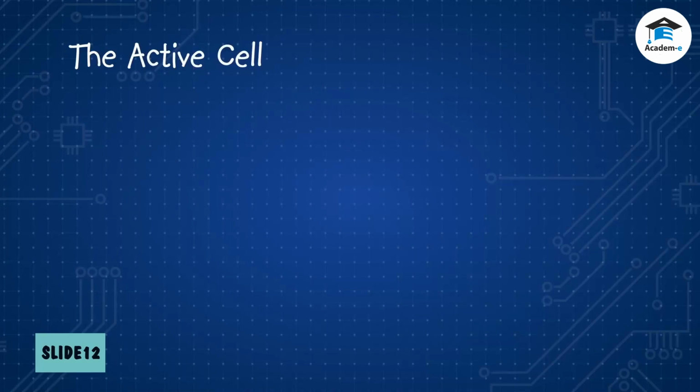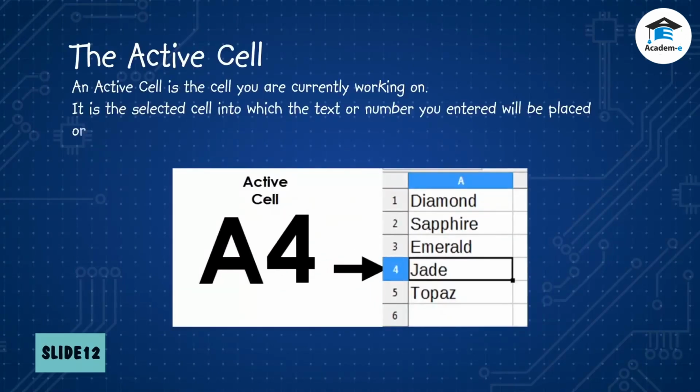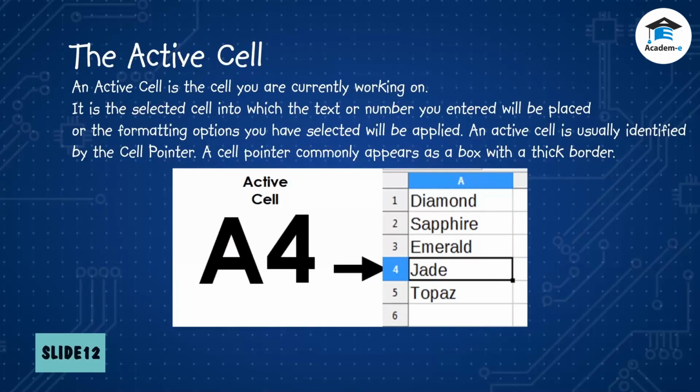The active cell. An active cell is the cell you are currently working on. It is the selected cell into which the text or number you entered will be placed or the formatting options you have selected will be applied. An active cell is usually identified by the cell pointer. A cell pointer commonly appears as a box with a thick border.